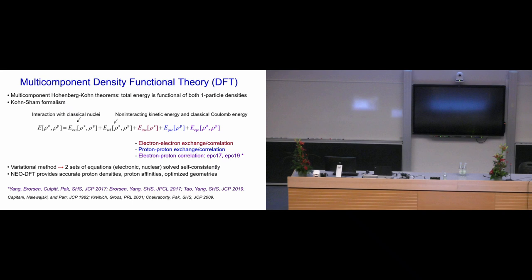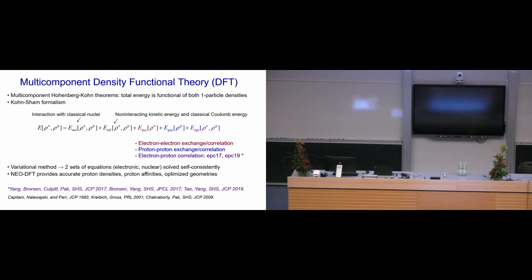That's pretty easy. The tough one is this purple one, electron-proton correlation. I think this is why the field kind of stopped in 1982 and didn't really go anywhere for a long time, because nobody had a good functional. But Yang joined my group around 2017, and he developed the EPC-17 functional. We also have an EPC-19 functional. These were modeled after the Colle-Salvetti formalism.